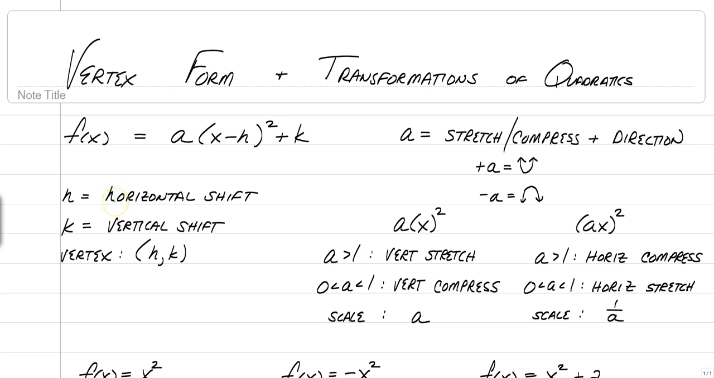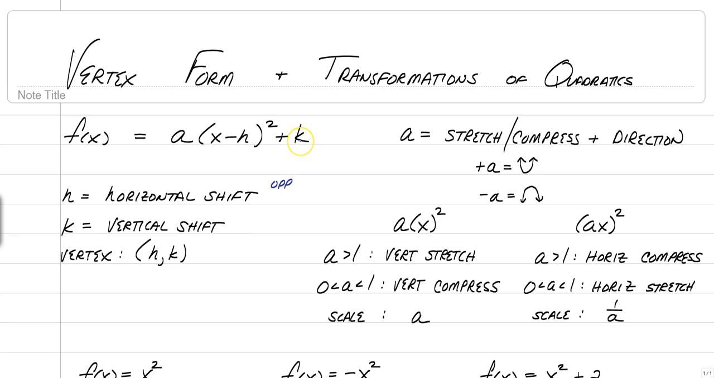Well, h is your horizontal shift. Now, that's going to be opposite of what you think, and you'll see why in a minute. So, if it's plus, it's going to go to the left. If it's minus, it's going to go to the right. You'll see why, okay? And we have a vertical shift.